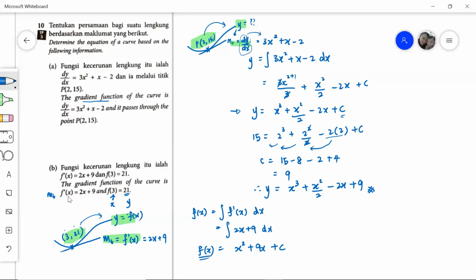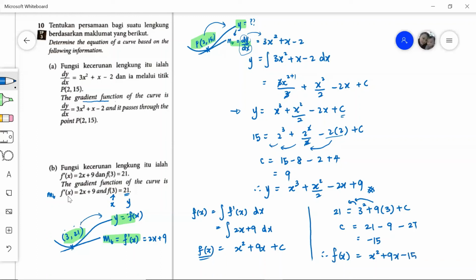Every time I see f(x), I replace it with 21, and every time I see x, I replace it with 3. So 3 squared plus 9 times 3 plus c. Let's bring all this to the other side. So c equals 21 minus 9 minus 27. 21 minus 9 is 12, and 12 minus 27 is negative 15. Therefore, the function of the curve is x squared plus 9x minus 15. That's it for question number 10.